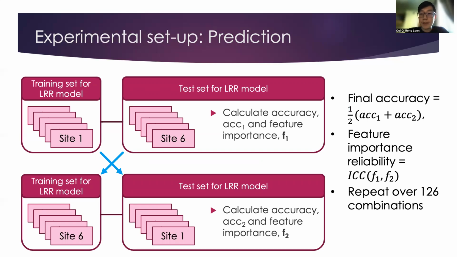We then calculate the prediction accuracy as the average of the 2 accuracy numbers, ACC1 and ACC2, and the test-retest reliability of feature importance is computed as the intra-class correlation coefficient of F1 and F2. We repeated this procedure for all 126 possible combinations of the training and test sites.